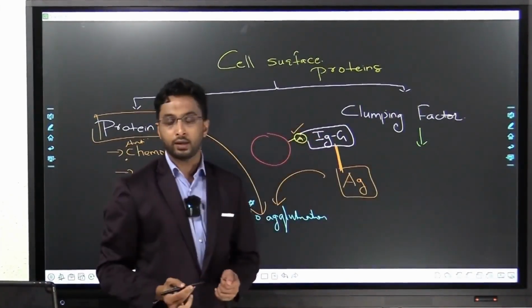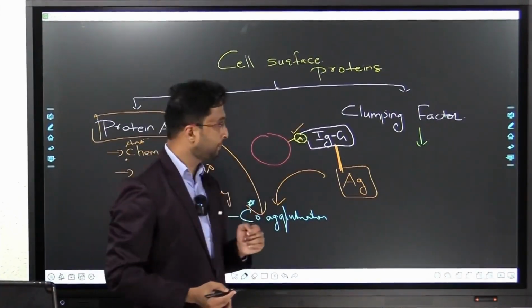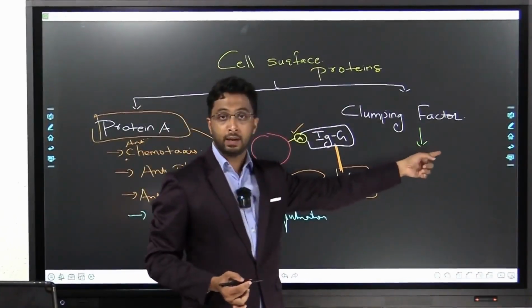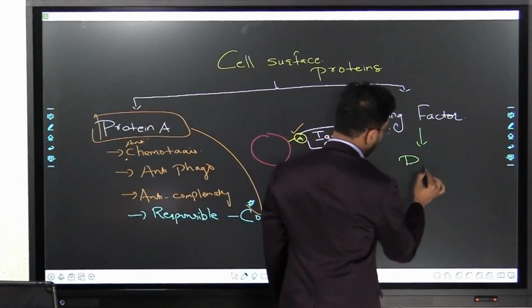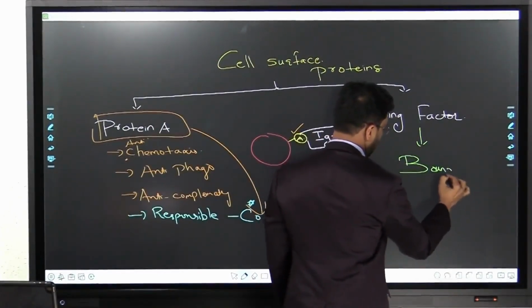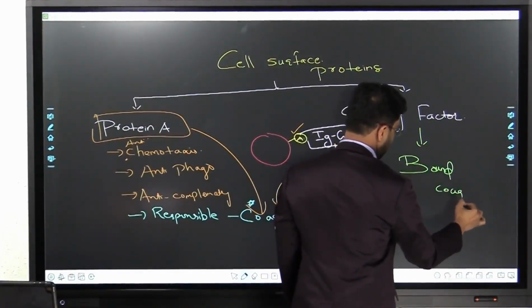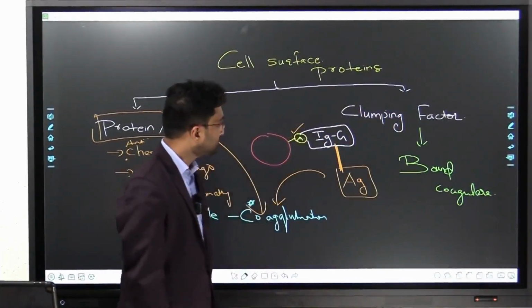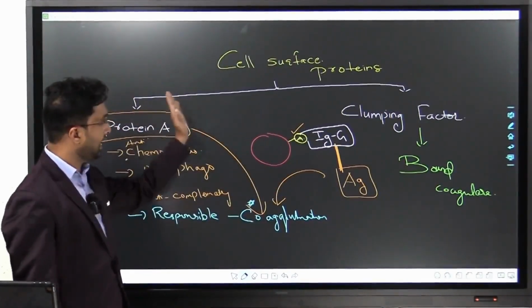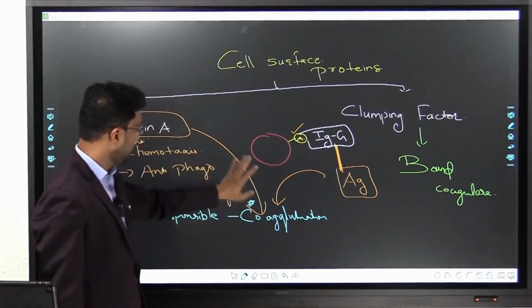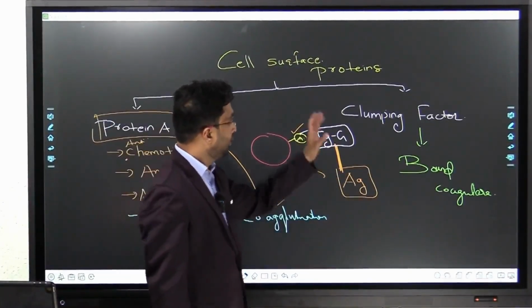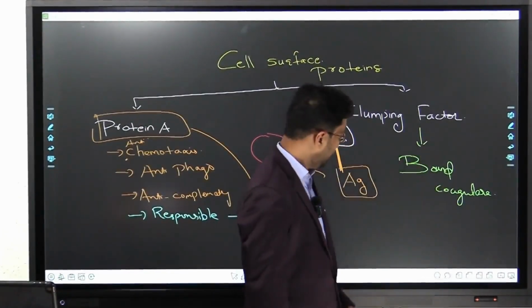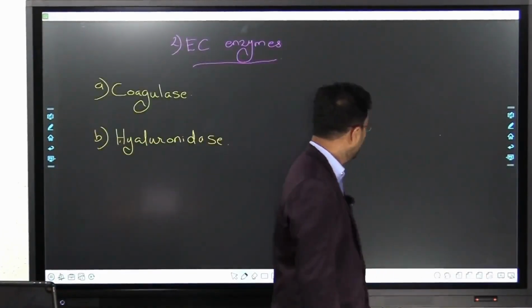There are two types of coagulase, bound and free coagulase. We'll study them in detail when we study coagulase. The one on the cell surface is the bound coagulase, also called clumping factor. As of now, just know the cell surface proteins: protein A and clumping factor. Protein A is responsible for coagglutination. Clumping factor is coagulase B, or bound coagulase.